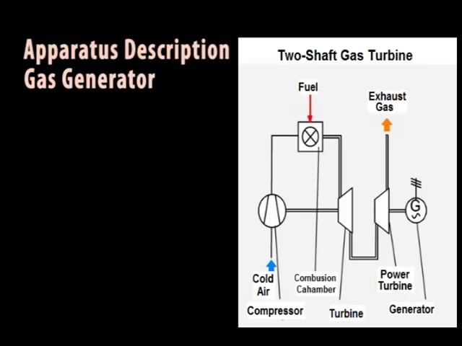A two-shaft plant has two independent turbines. The first turbine only drives the compressor. As the entire pressure drop available is not needed for this process, there is enough energy for a second turbine connected in series. This second turbine, also called the power turbine, generates the useful power.